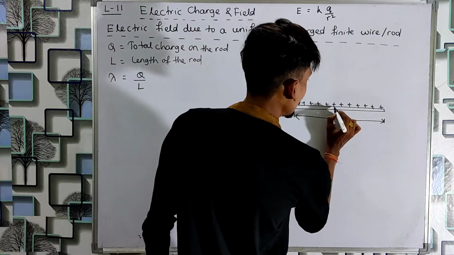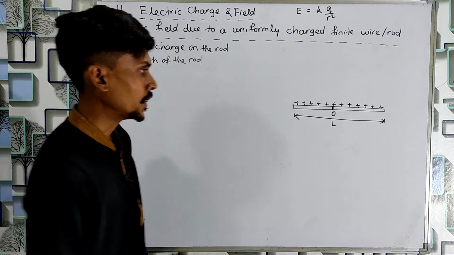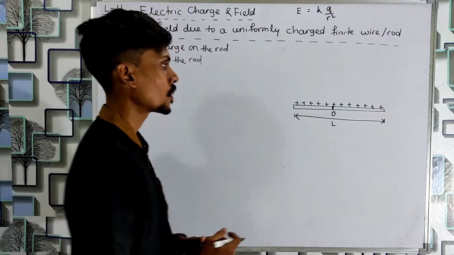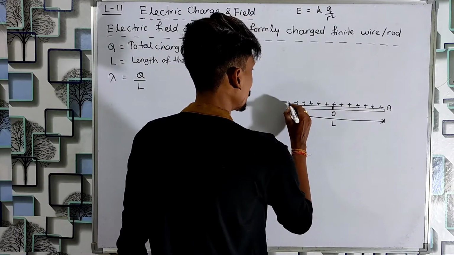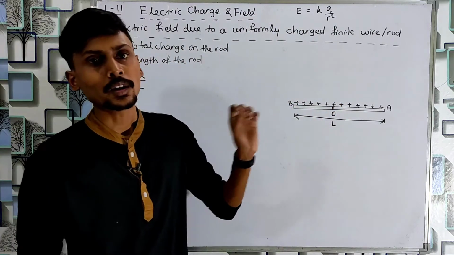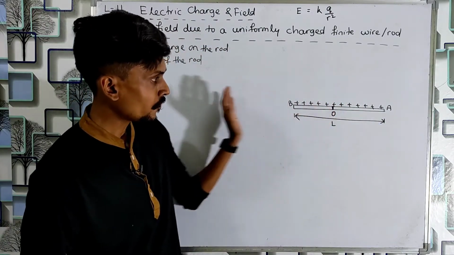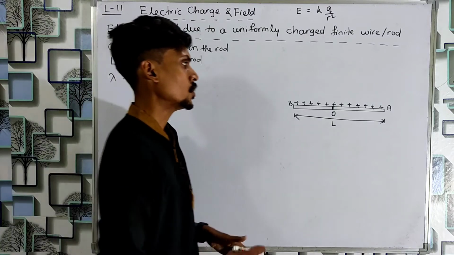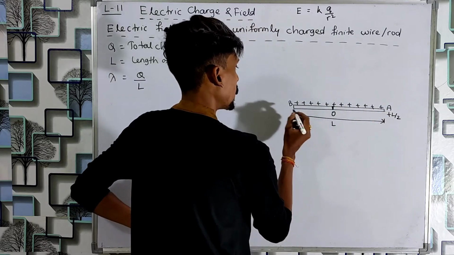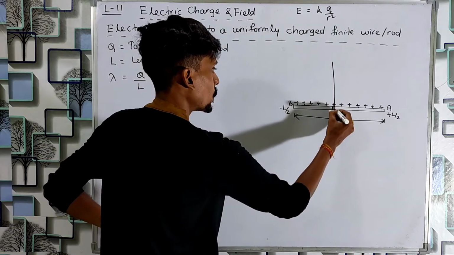And this is the midpoint. Suppose the midpoint is the origin O, then the length of this half and length of this half will be same, that is L by 2. The right end is A, the left end is B. Is that clear? Since we have taken the point O to be origin, so towards right of origin the coordinates will be positive, and towards left of origin the coordinates will be negative. So the coordinate of point A will be plus L by 2 and the coordinate of point B will be minus L by 2.